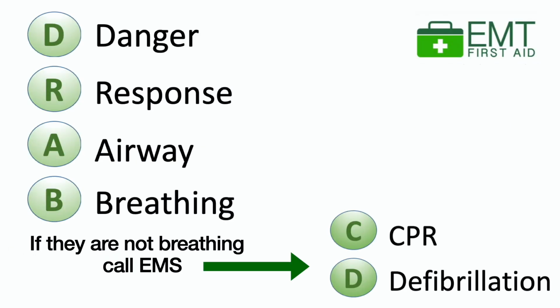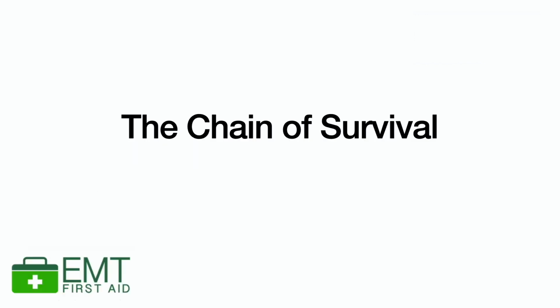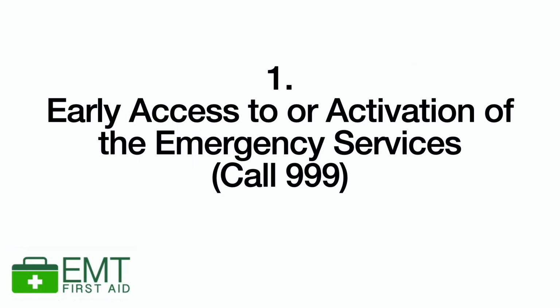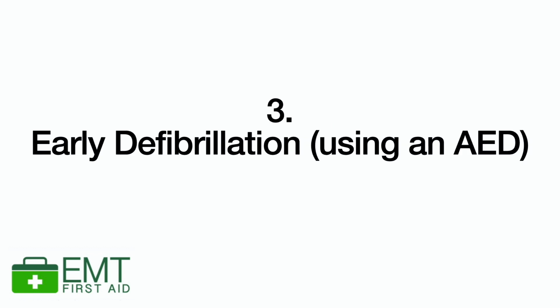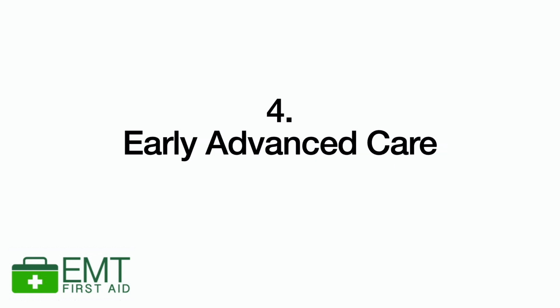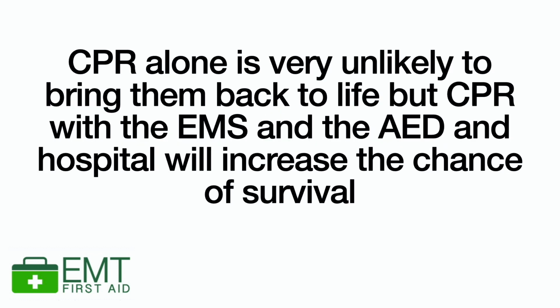And we're going to remember the acronym from previous videos, our primary survey. Danger, response, airway and breathing. They're not going to be breathing, so then we must make sure we activate the EMS, we do CPR, and we get a defibrillator to them. And that was all part of the chain of survival we talked about earlier. Early access or the activation of the emergency medical services, beginning CPR, getting a defib to them, an AED, and then early advanced care. And if we can do all that in a timely manner, the chances of survival are hugely increased for this casualty.